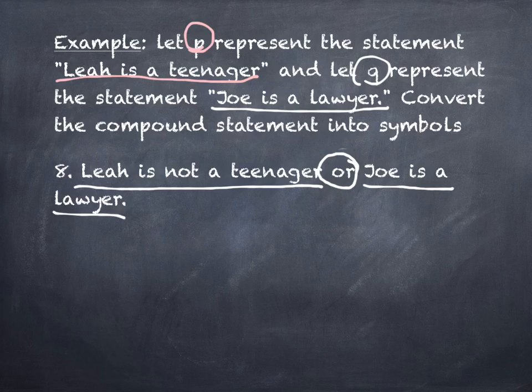How will I represent that in symbols? The P with that symbol. Yeah, so the tilde comes in front, and then the P, like this. The tilde will come before the symbol, and P is representing the statement that Leah is a teenager. We need to negate that because it says she's not. How do I get the word or in symbols? V. It's a V, that's right. So we put the V up there. And then the last statement says Joe is a lawyer, and what symbol represents that?